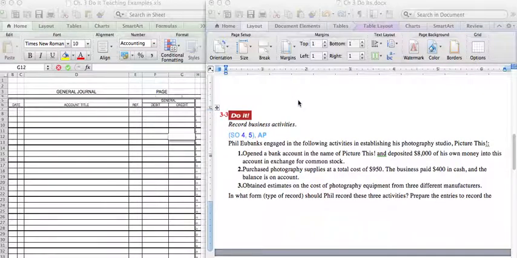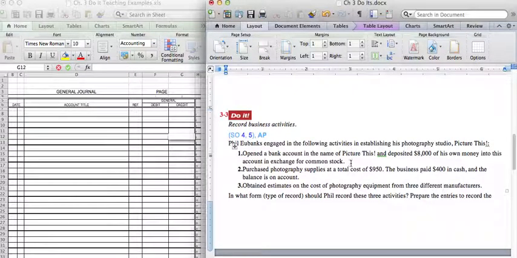Picture this. The first one, opened an account in the name of Picture This and deposited $8,000 of his own money into his account in exchange for common stock. The two accounts that are affected are cash, because he deposited $8,000. Cash is an asset account. Assets increase on the debit side, so we're going to debit cash for $8,000. The other account affected is common stock, and common stock is going to be credited. Common stock is a stockholder's equity account. It will increase on the credit side.